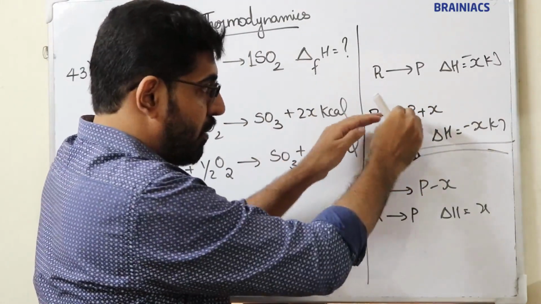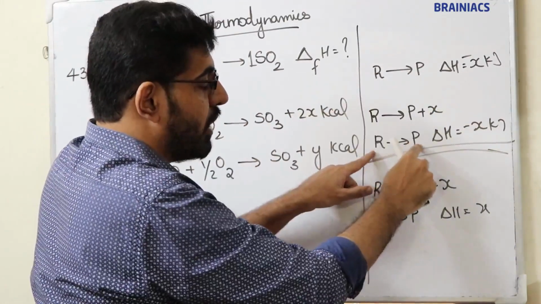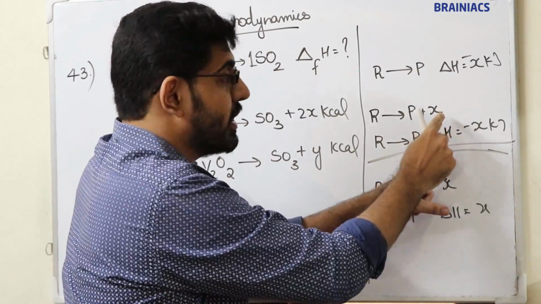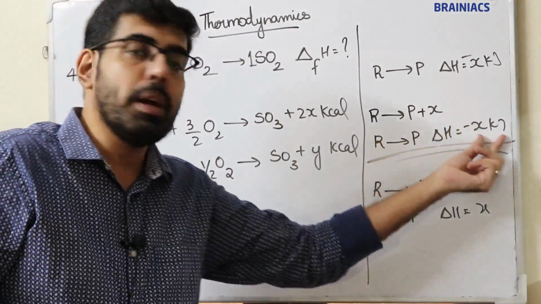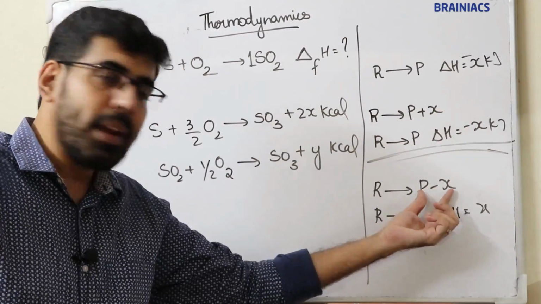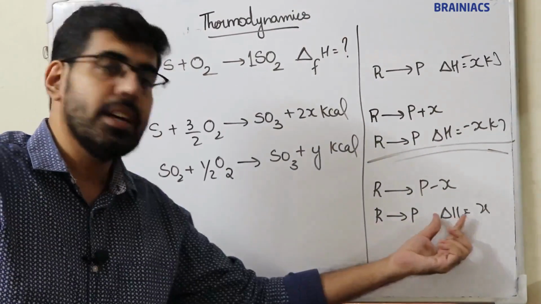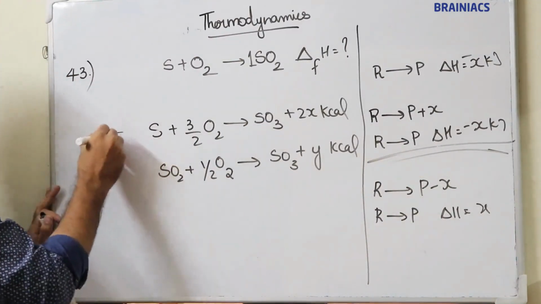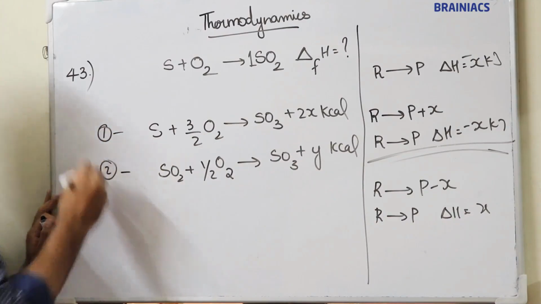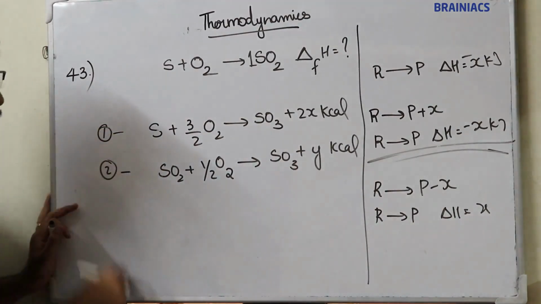Okay, so if it is added with the product, then when we write this equation in this format, R giving product, delta H is equal to minus x. Now if it is subtracted, then R giving product, delta H is equal to x. So here this is equation 1 and this one is equation 2.